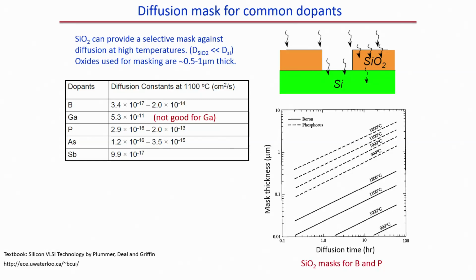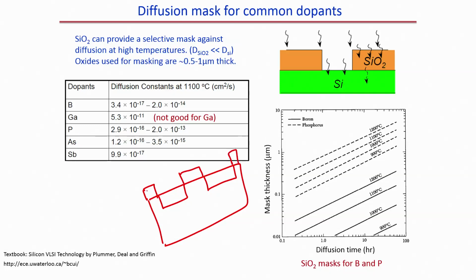silicon dioxide can provide a selective mask against diffusion at extremely high temperatures, because the diffusion coefficient of SiO2 is extremely less than that of silicon. When I dope silicon, why do I have to dope it? For forming source and drain, right. If I want to form source and drain, I have to dope it, but then I have to protect the remaining area of silicon, so that the doping occurs only in the required region to create my source and drain. When I perform this doping, I am doping the entire wafer, but I am interested only in these two areas. So, I can protect the areas which are not required to be doped with the help of silicon dioxide.